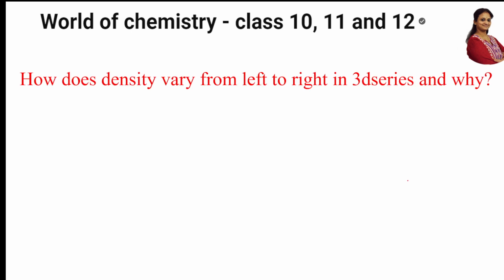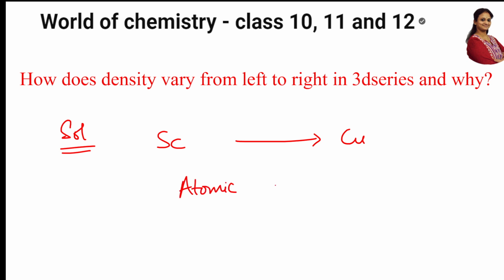Let us go to the next question. How does density vary from left to right in the 3D series, and why? Left to right, that is from scandium to copper. So when I start from the left, taking the 3D series, scandium, and go towards copper, what will happen? As you move from left to right, atomic mass increases. When atomic mass increases, according to the formula, density is equal to mass by volume, so density increases.